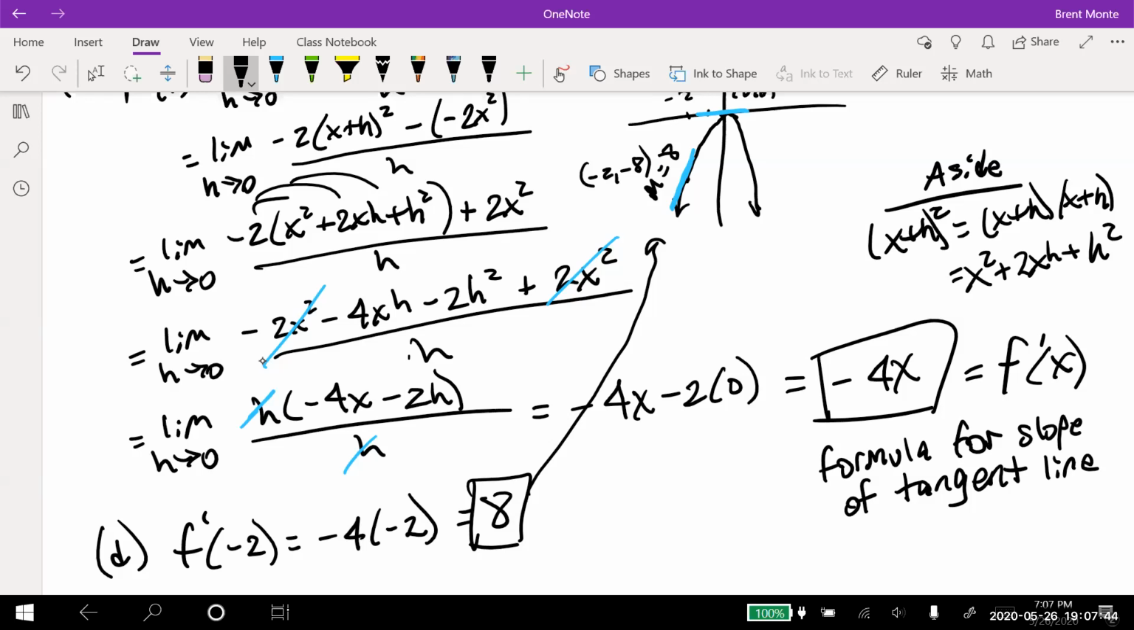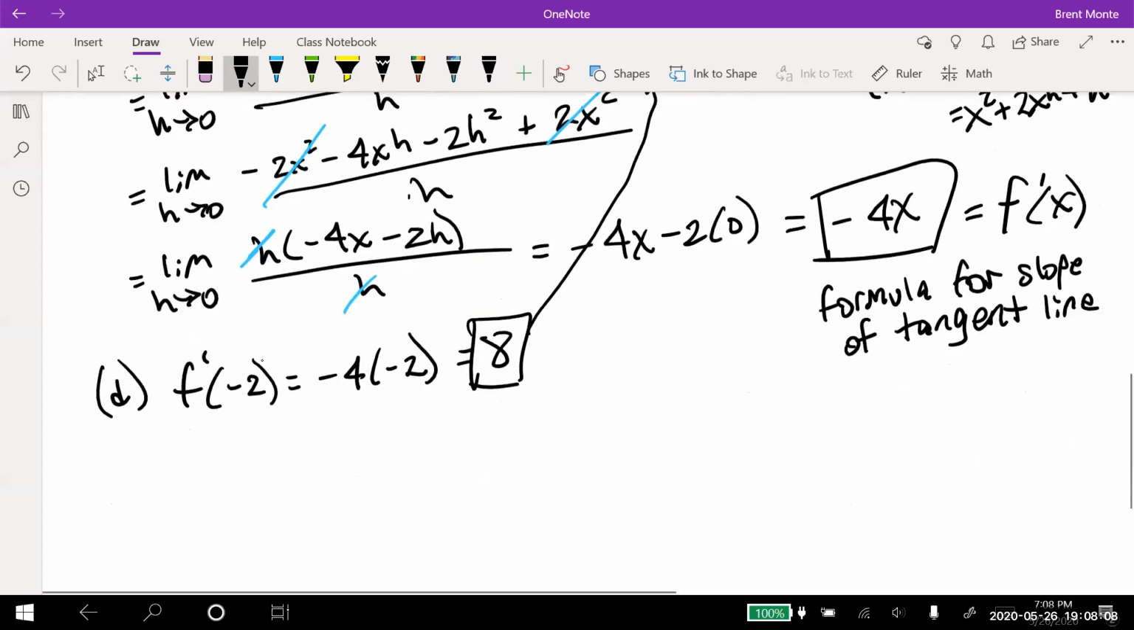In other words, at that point, that instant, when x is negative 2, the graph is going up 8 for each one it goes across. And notice it doesn't go up 8 for the whole time, otherwise it would be a line, which it's not. It's a curve, it changes. But that's instantaneously how fast the curve is changing.